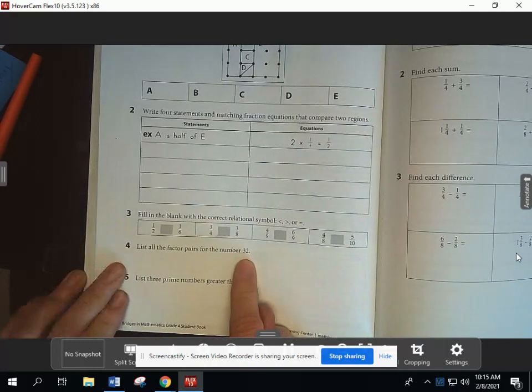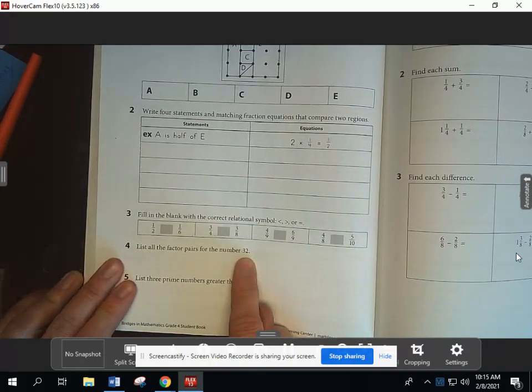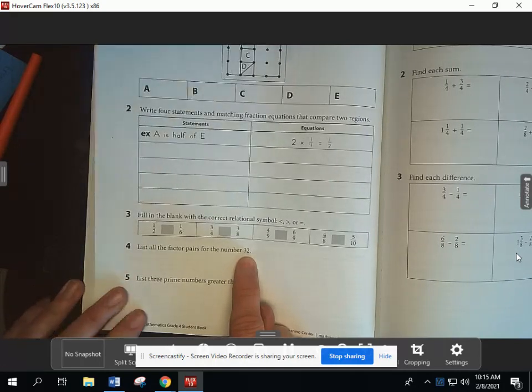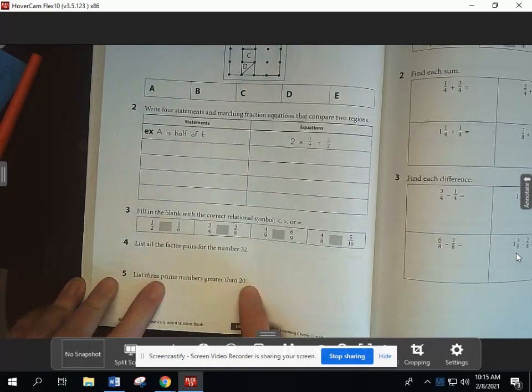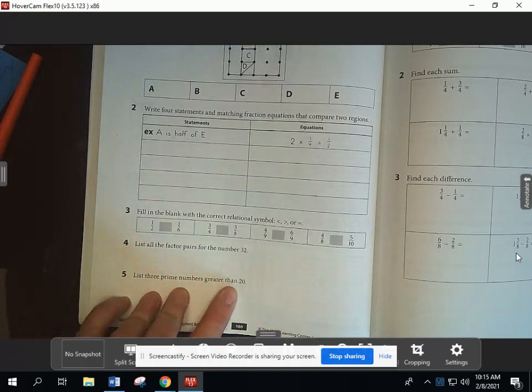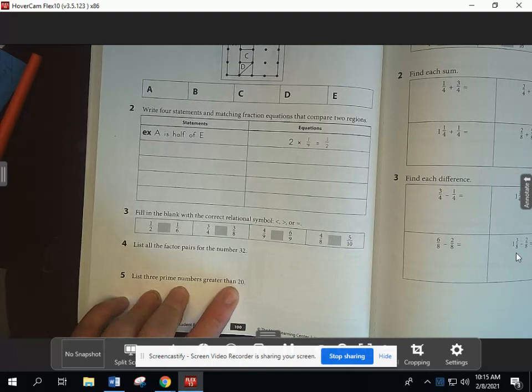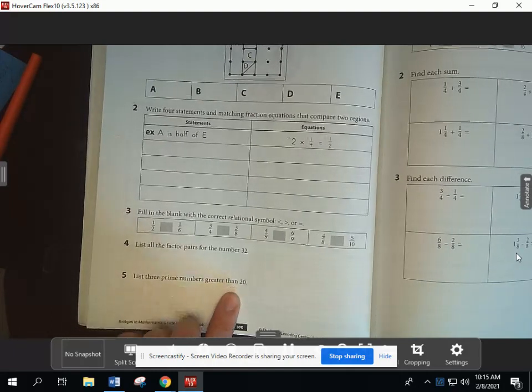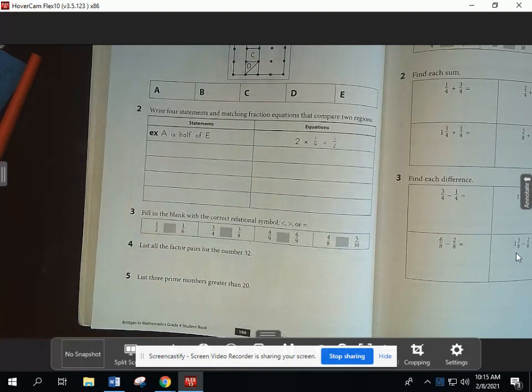Then some review. All the factor pairs to make the number 32. What times what equals 32? How many pairs can you figure out? And then list 3 prime numbers greater than 20. Yes, I took the orange chart down a long time ago, so you can't look. You'll have to figure it out.